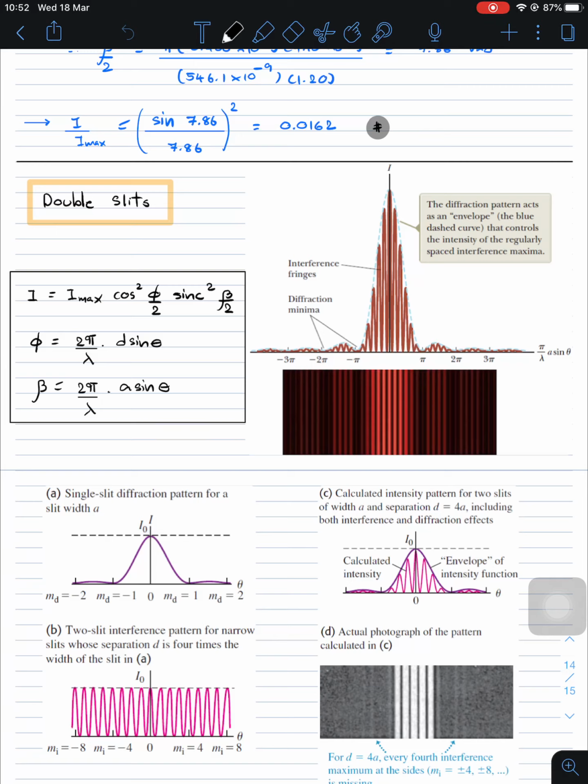Okay, so now what happens if we have two slits with a wider width? Let's just talk about double slits here. But don't forget that in this case, the wavelength is just about the same size as the slit width, or it can be smaller than the slit width as well.